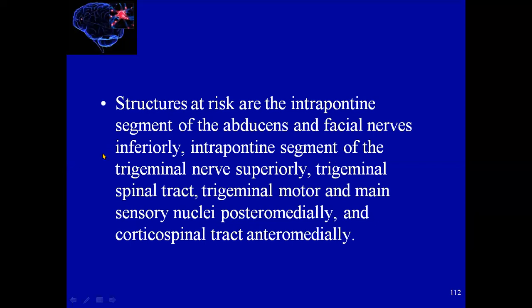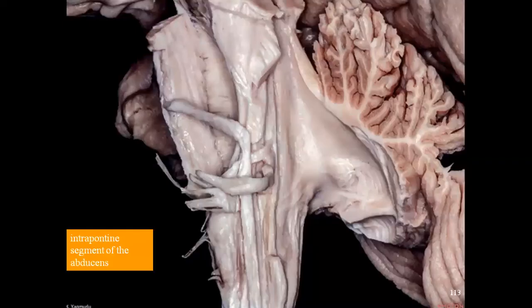Structures at risk during our incision in the pons using this safe entry zone: firstly, we have the abducens nerve and facial nerve inferiorly, and also the trigeminal nerve superiorly, whereas the trigeminal spinal tract and the trigeminal motor and sensory nuclei will be on the posterior medial side. Lastly, we will encounter the corticospinal tract on the anterior medial side.